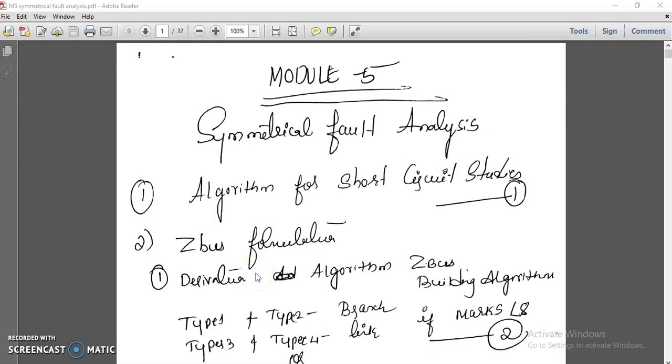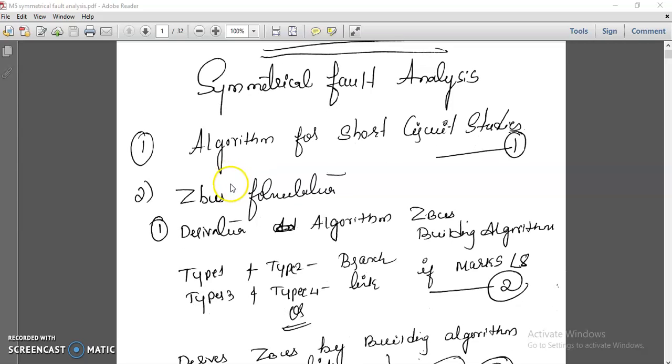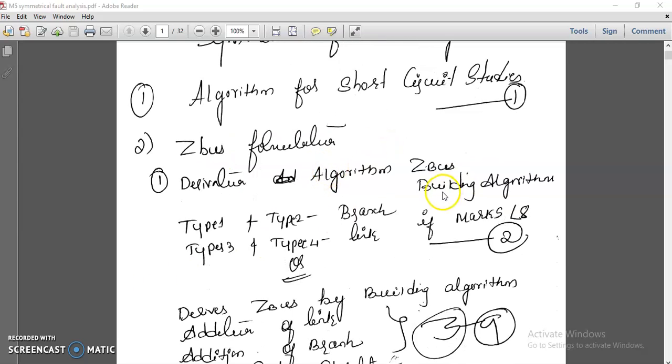Okay, dear students, today's lecture will be on Module 5, Symmetrical Fault Analysis, under PSC 2. Here I am going to discuss the topics as per the VTU syllabus. This is the first unit. The first topic will be on Algorithm for Short Circuit Studies, Z-Bus. Okay, so let us discuss this topic.